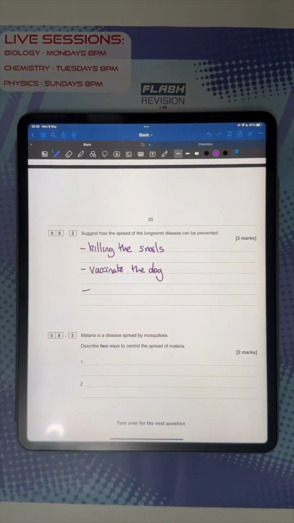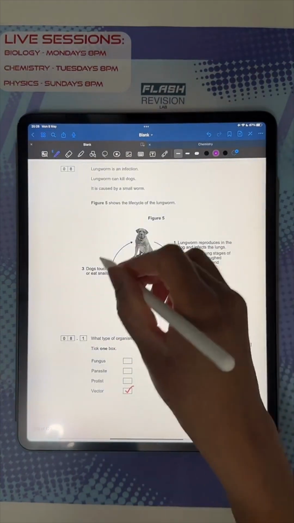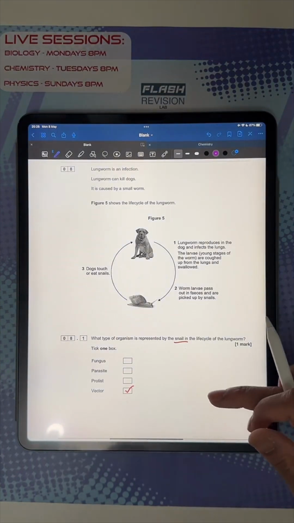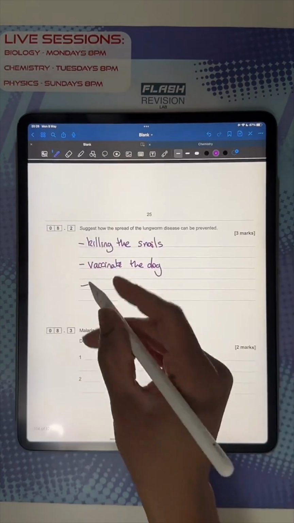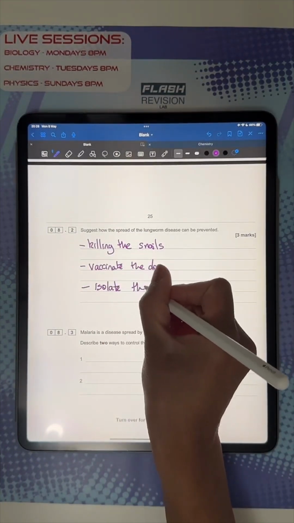One more. If a dog's got the lungworm, what do you need to do to the dog? Instead of vaccinating them, what else should you do to stop it from spreading? Because remember, there's a whole cycle going on here. How can you prevent other dogs from getting it? Quarantine, exactly. Isolation, yes, good guys. Isolation. So you can isolate the infected dog.